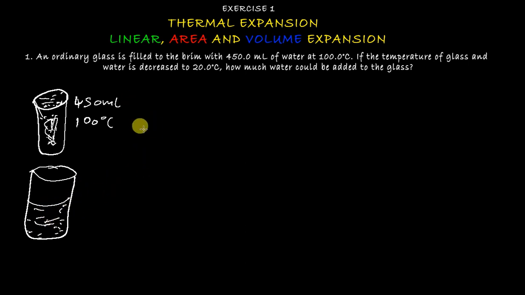So we can now derive a formula from what I've just discussed here to say the volume of water that can be added is simply equal to the difference in the V finals. So the final volume of the glass, say VF of the glass, or let me call it container, minus the final volume of water.